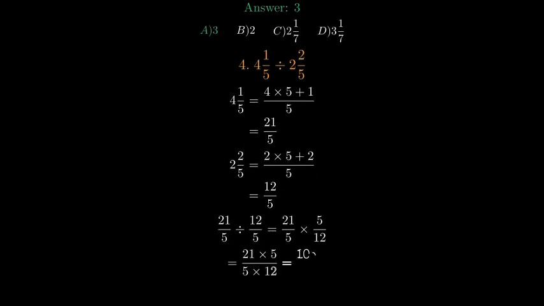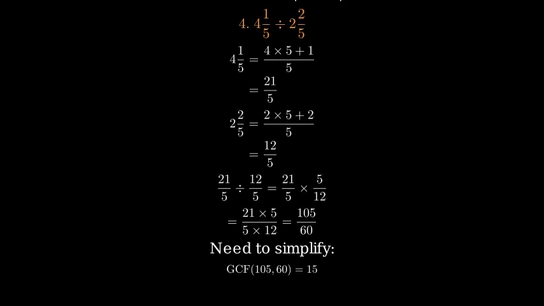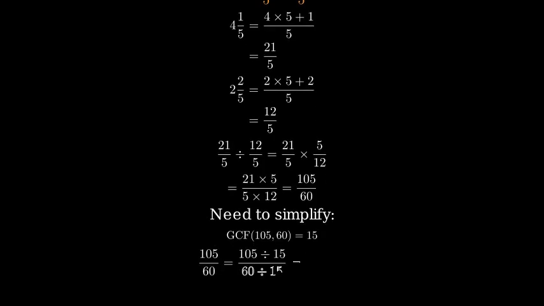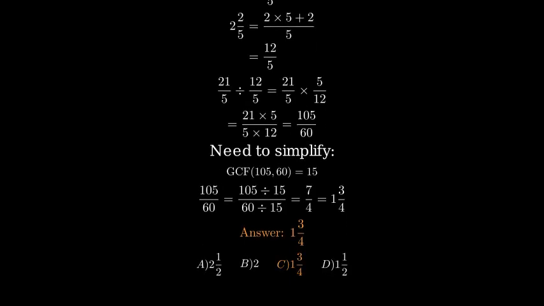Now we multiply 21/5 times 5/12. This gives us 105 over 60, which we need to simplify. The greatest common factor of 105 and 60 is 15. So we divide both by 15. This gives us 7/4, which equals 1 and 3/4. So our answer is 1 and 3/4, which matches option C.